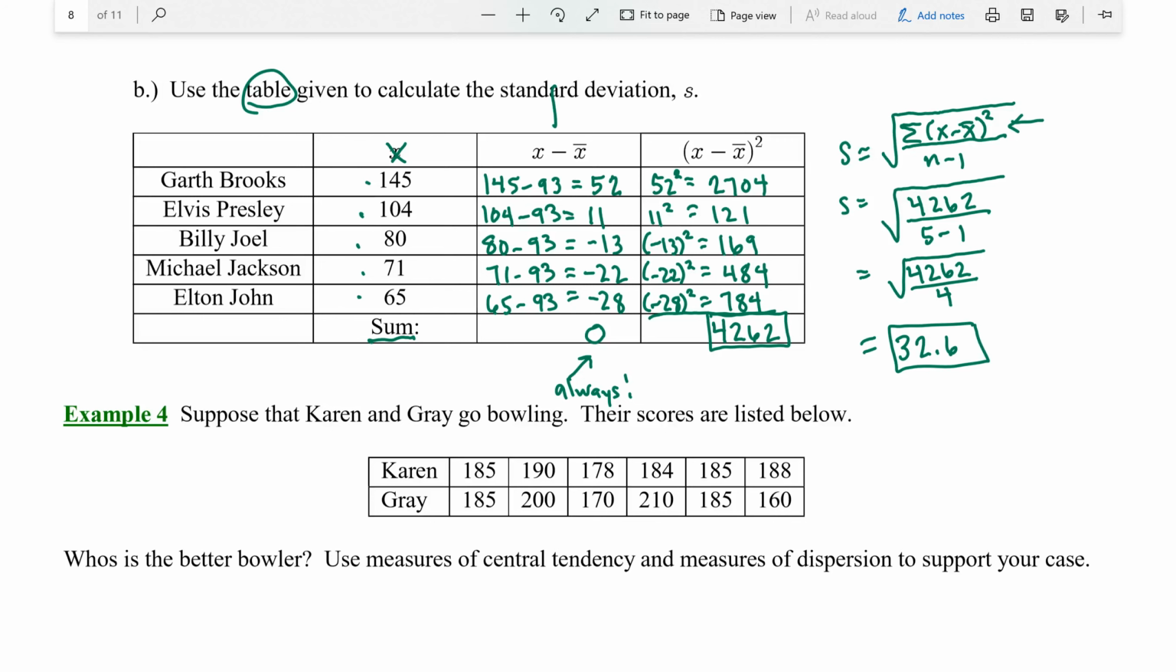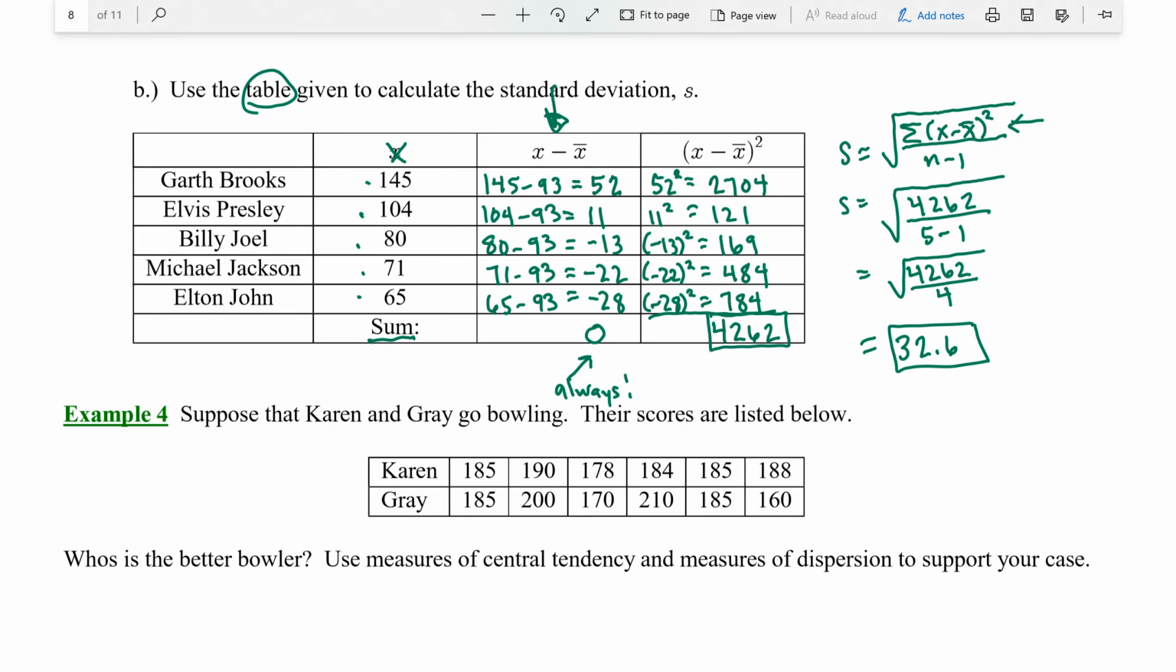So if I glance back at this column where I found the difference between each data point and the mean, notice that 32.6, and of course ignoring all of the positives and negatives, look at the absolute values of those numbers. 32.6 is right in the middle of those numbers. The smallest absolute value is 11, the biggest is 52, and 32.6 is in the middle. So think of the standard deviation, again, as the average distance between each point and the mean. A larger standard deviation means your data set is more dispersed. A smaller standard deviation simply means that your data points are closer towards the middle, towards your mean.